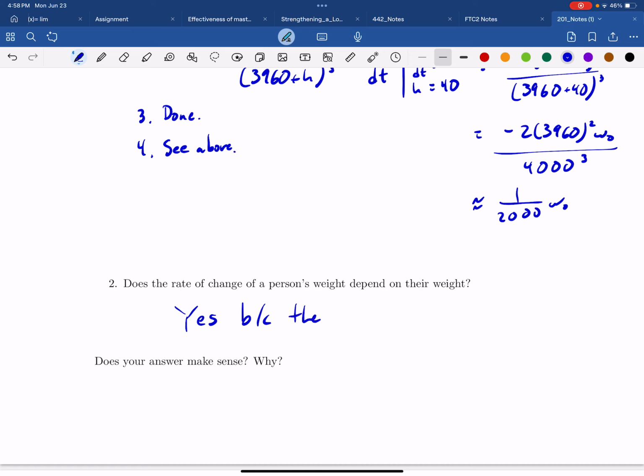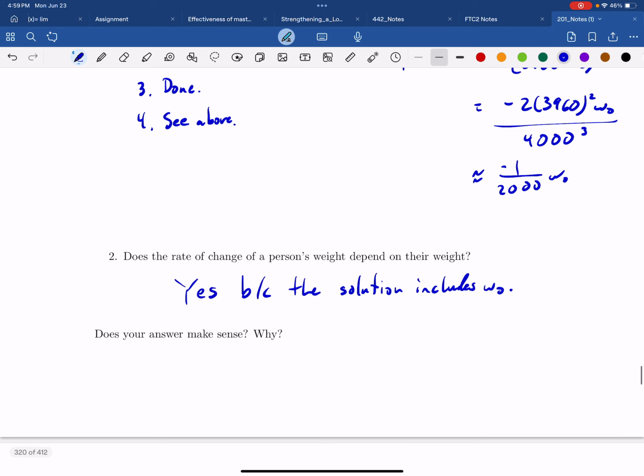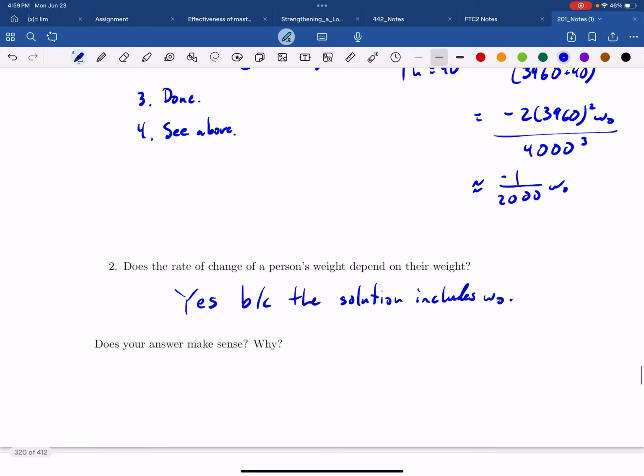Because the solution includes their weight, W naught. Oh, sorry, that should be a negative, by the way. I forgot about that negative. So once again, does the answer make sense? Should the rate of change be negative?